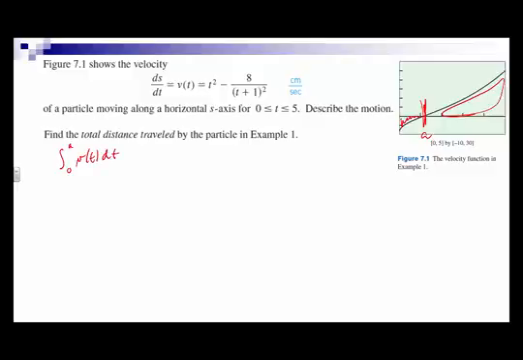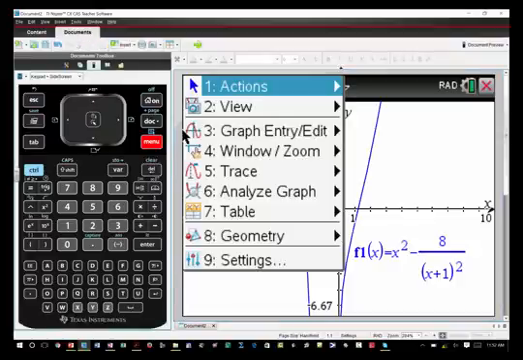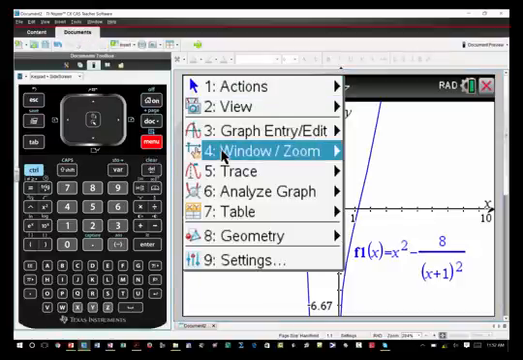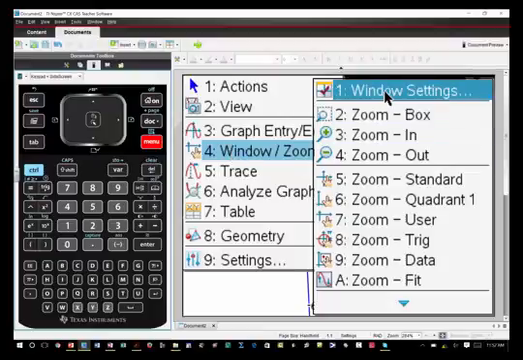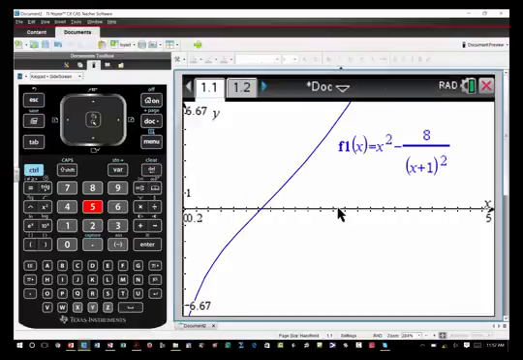Well, let's see if we can do that. Let me switch over to our calculator. Here's the function, the velocity function already mapped out. Doesn't quite match the graph that we saw before, so let's change our window settings so that t is varying from 0 to 5. Okay, that looks a little better, but again, we're losing a bit of the graph.